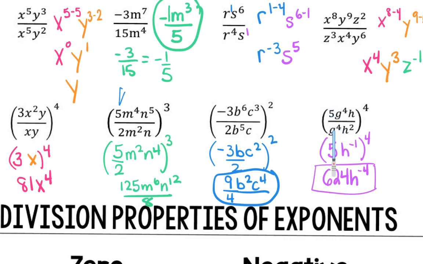Simplifying what's in parentheses, 5 comes down. G to the fourth divided by g to the fourth is 1. H to the first divided by h to the second is h to the negative first power. 5 to the everything to the fourth power. 5 to the fourth power is 625.